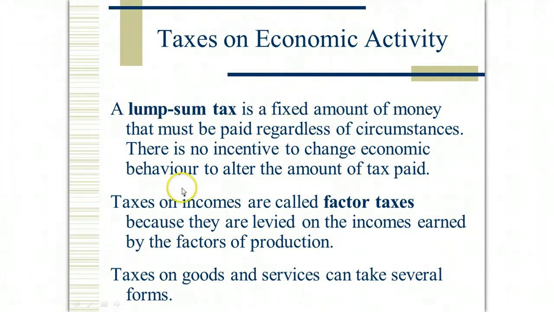Then you have taxes when you earn money. Taxes on income are called factor taxes. So there's 4 factors of production: land, labour, capital, enterprise. And they all earn an income. So the factors of production are land, labour, capital, and enterprise.